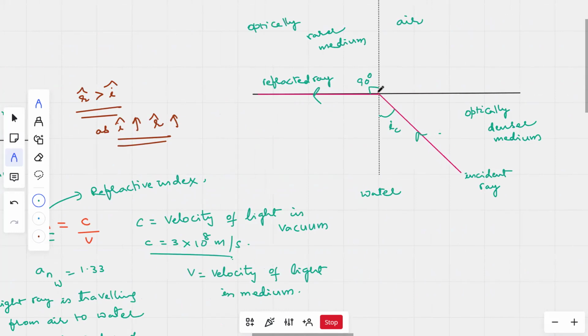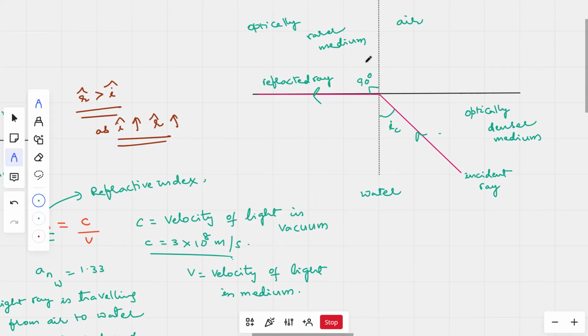Understood? That means the angle of refraction becomes 90 degrees. Here, the light ray is traveling from optically denser medium to optically rarer medium. And then if I keep on increasing the angle of incidence, the angle of refraction increases, but I can't increase it indefinitely. There is a particular specific angle of incidence.